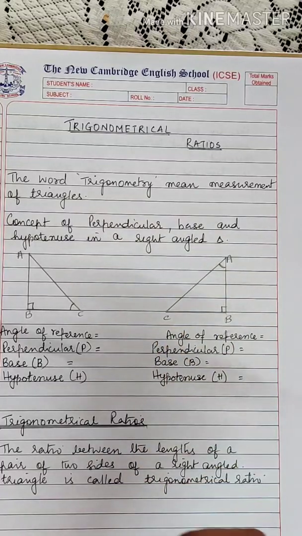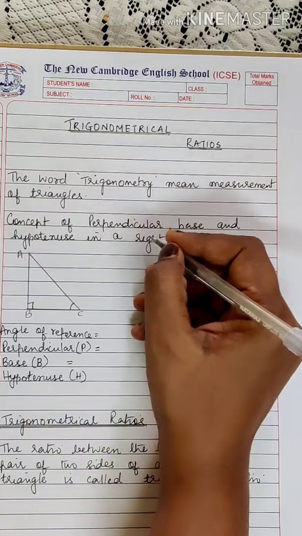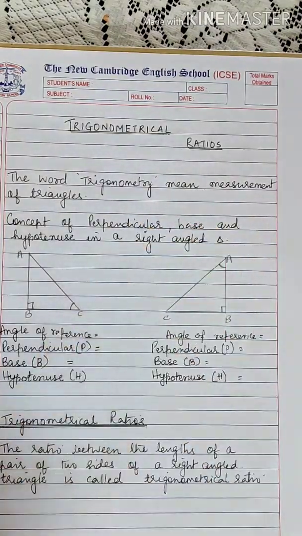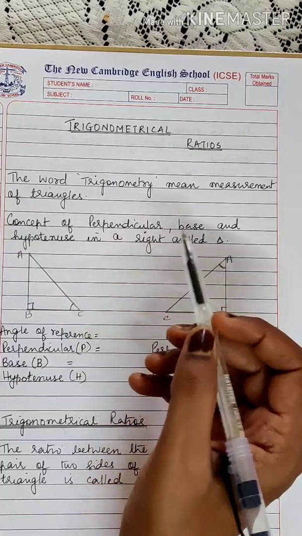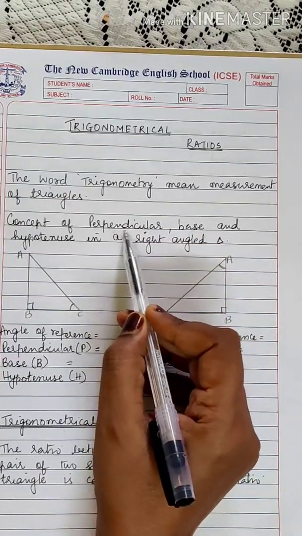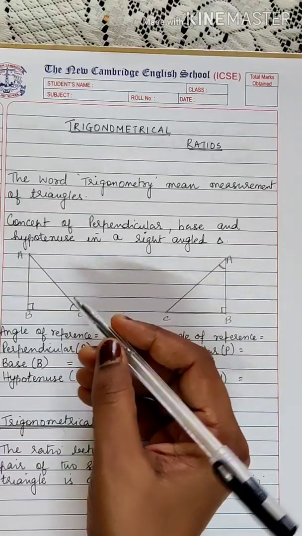Before you start trigonometry, you should know certain important things like the concept of perpendicular, base and hypotenuse. You all know what is a hypotenuse. Here when I am talking about trigonometry, it is applicable only for right angle triangles. So first we will get familiarized with the terms perpendicular, base and hypotenuse.